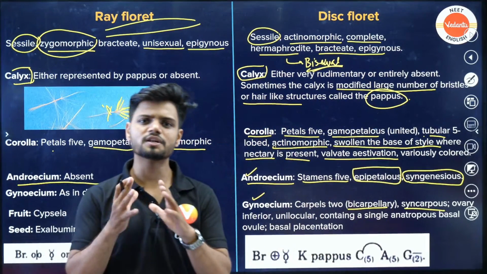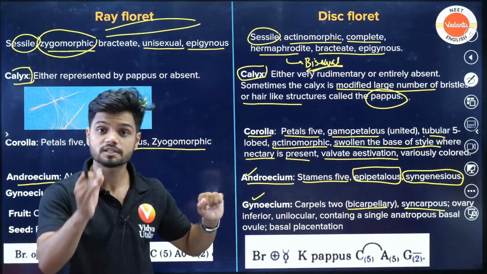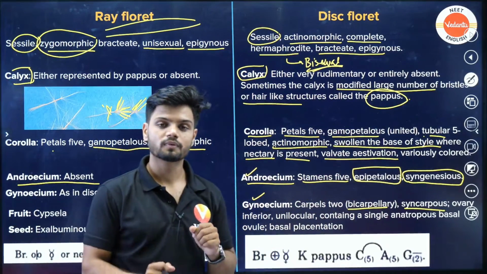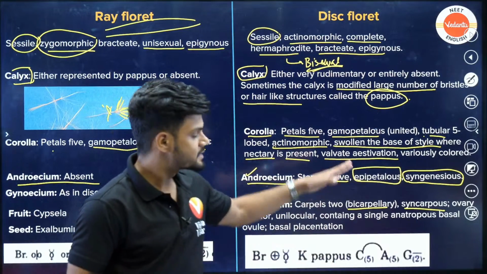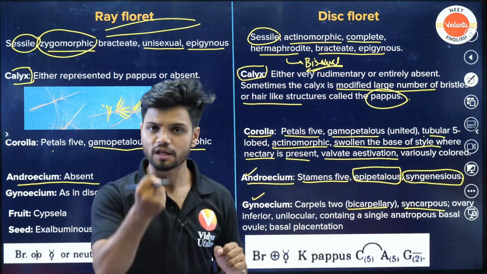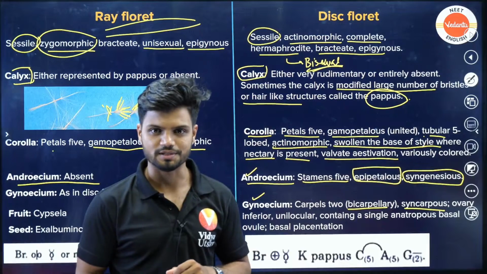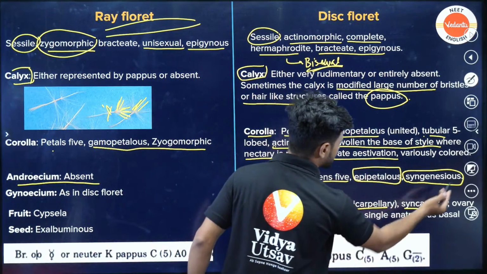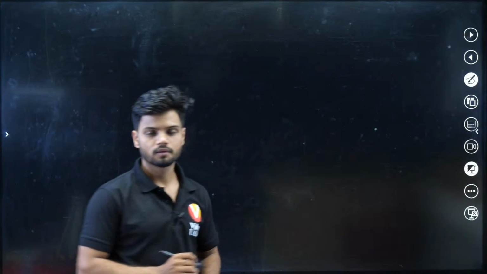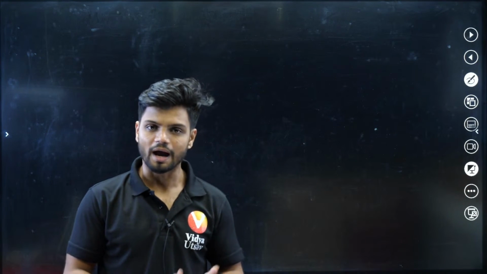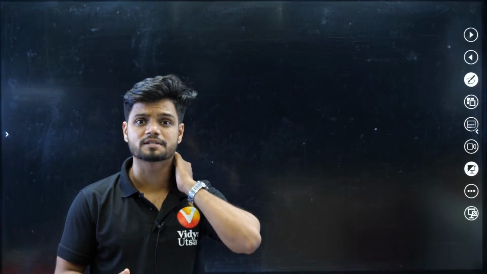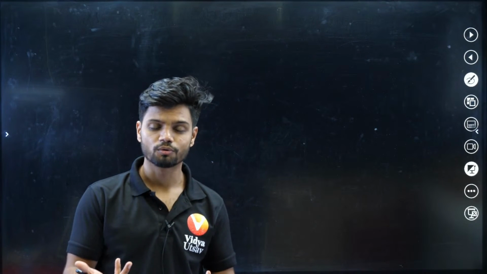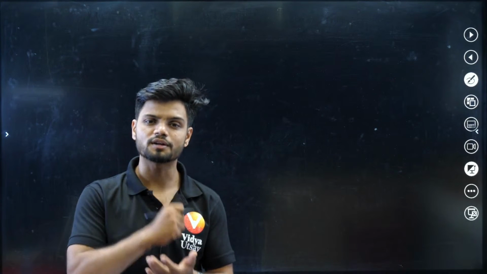Now, sir, what is this syngenesious? Can they ask a question on syngenesious? Yes, they can ask you. In which family do you see syngenesious condition? Your answer should be Compositae, also called Asteraceae. But sir, what is the syngenesious condition? I've never heard about it. I know monadelphous, I know diadelphous, I know tetradynamous, I know didynamous also. But what is this syngenesious condition, sir?